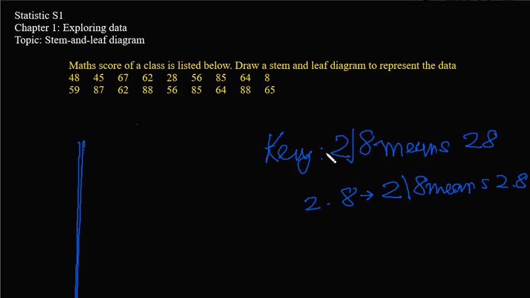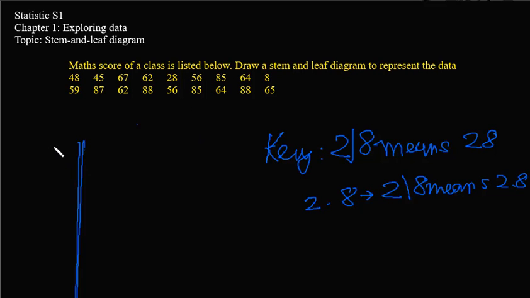When we write out the key, another person who uses our stem and leaf diagram can see clearly what our stem and leaf diagram means. So how can they read that stem and leaf diagram?